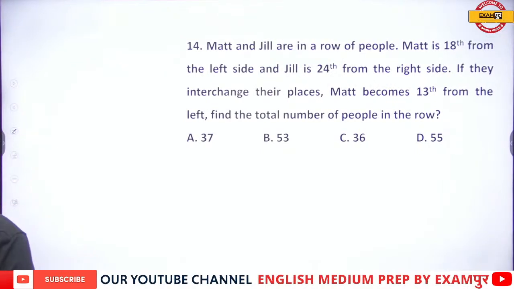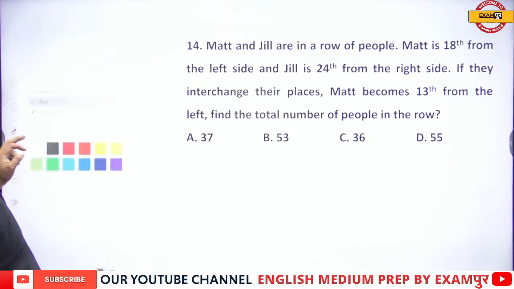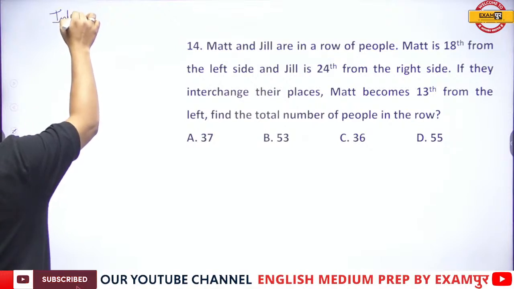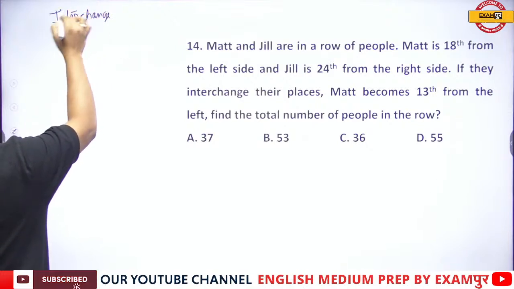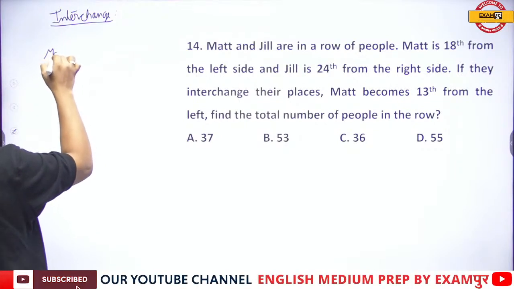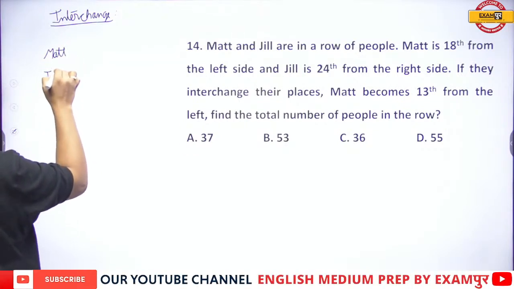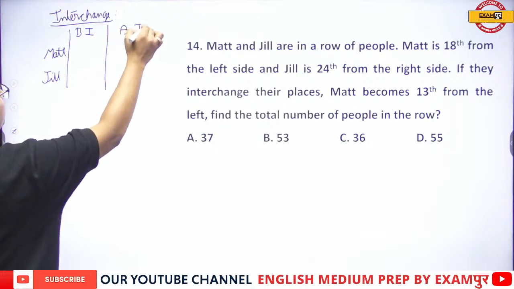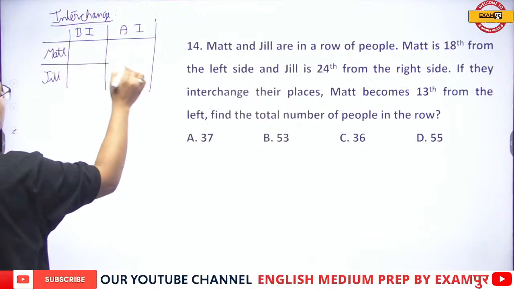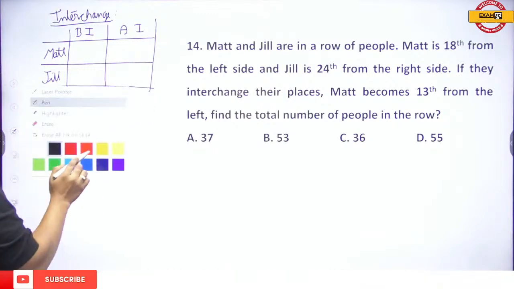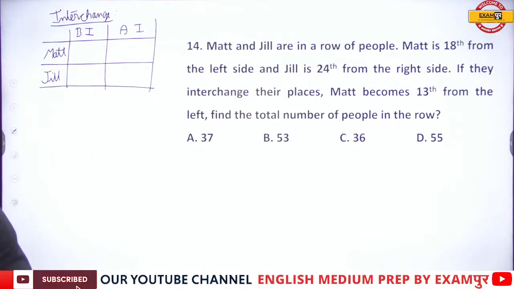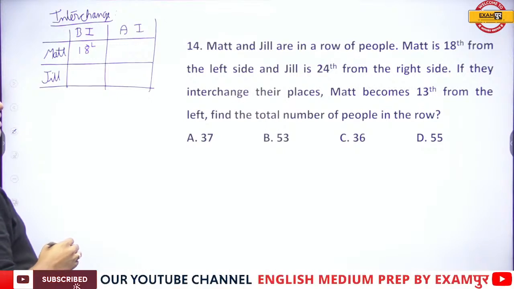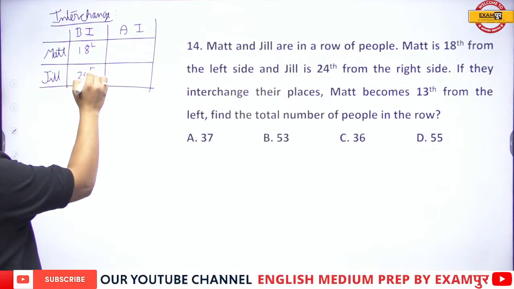Okay, now see, my dear students, how to approach this. I am again telling, whenever questions of interchange come, two persons are given, Matt and Jill. Their positions before interchange and after interchange are given. Now it is clearly mentioned Matt and Jill are in a row of people. Matt is 18th from the left, and Jill is 24th from the right.